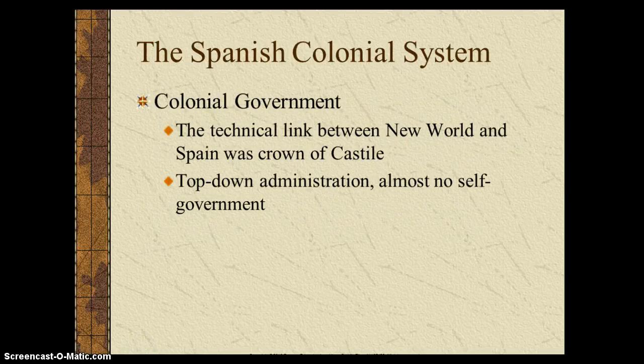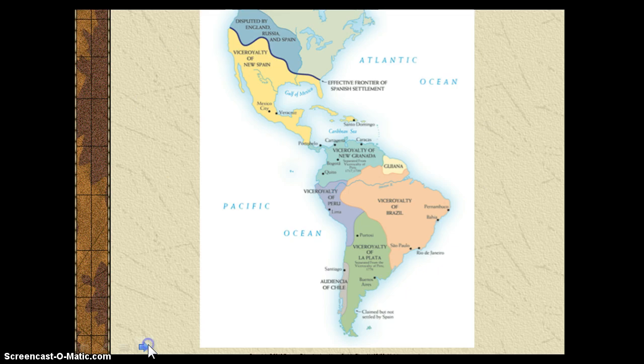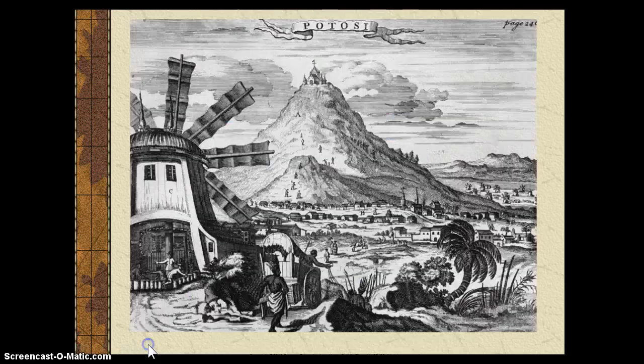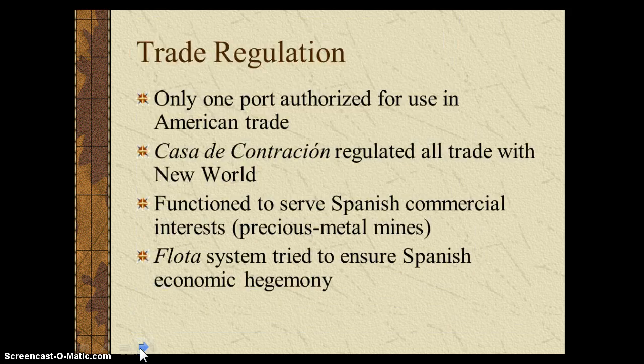Spanish colonial system. It's a colonial government. The technical link between the New World and Spain was the Crown of Castile. Top-down administration, almost no self-government. There's a picture of what you would call New Spain or the New World. There's a picture of San Luis Potosí, and you can see how the Indians are doing all of the work, or Native Americans or indigenous people.